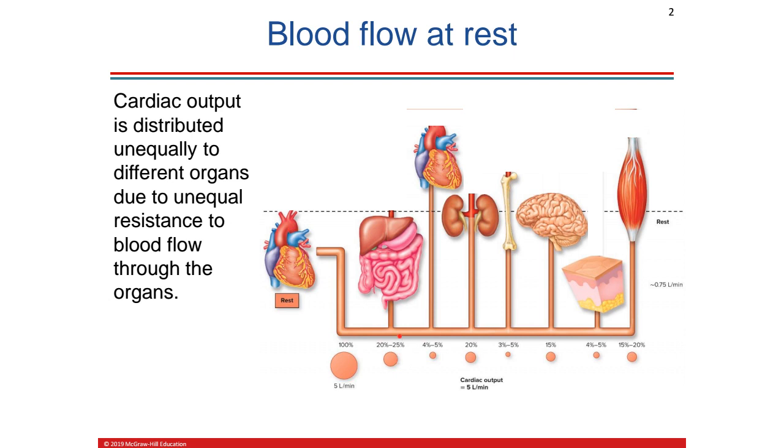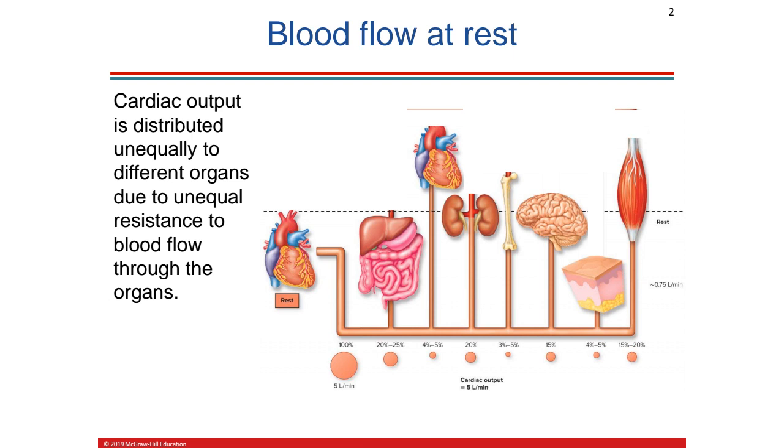So about 20 to 25% of the blood goes to the liver and the gastrointestinal tract. 4 to 5% goes to the heart, 20% to the kidneys, 3 to 5% to the bones, 15% to the brain, and about 4 to 5% to the skin. And finally, at rest, about 15 to 20% of the cardiac output goes to the resting muscle.